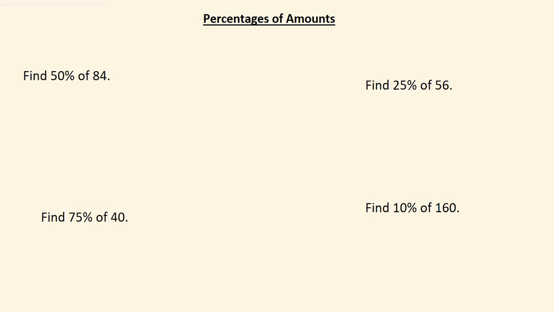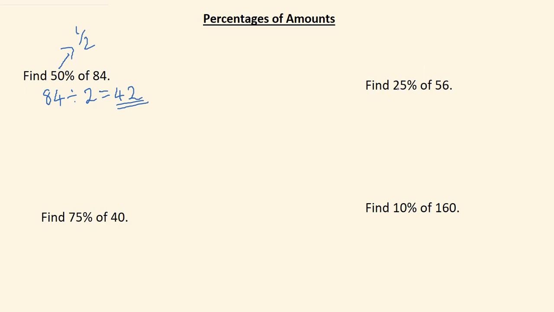So 50% of 84 is just finding half of something. So what's really important is that you know that 50% means a half. So if you know that, all you've got to do then is do 84 divided by 2. So 84 divided by 2 is just 42. And that then is quite simply your answer. So that's all you need to do. Let's move on to the next one then.